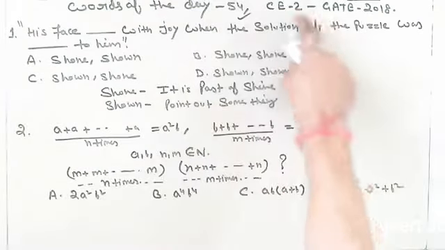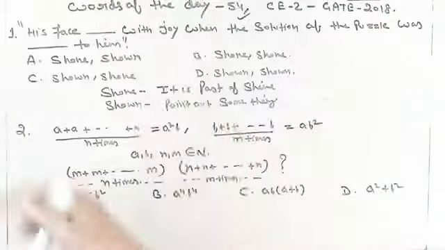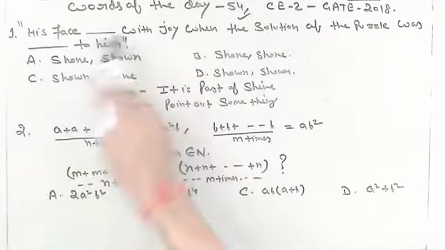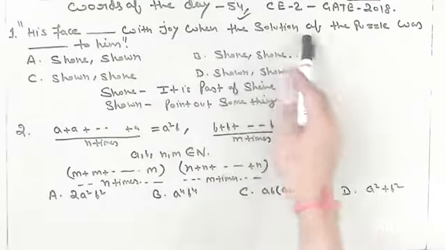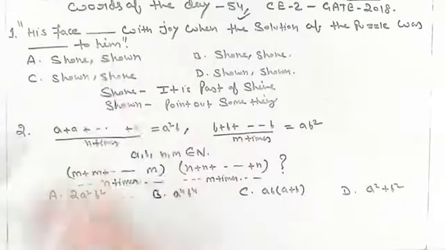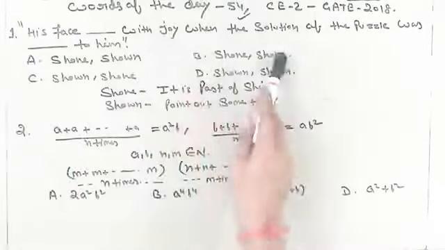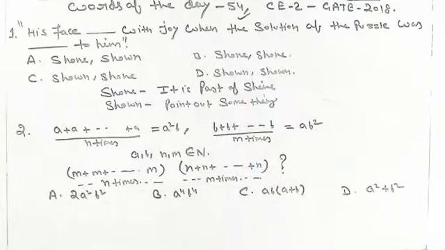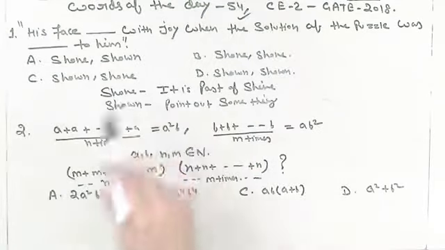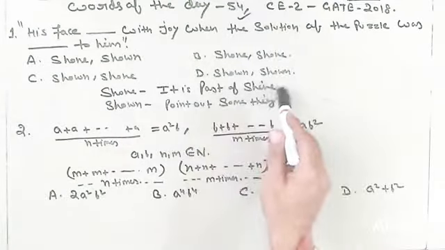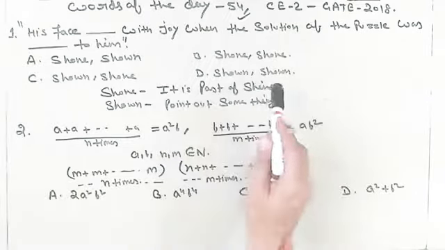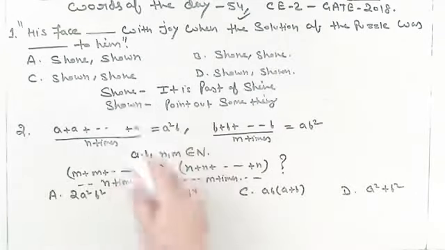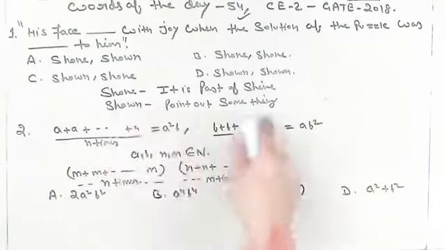Civil engineering part 2, GATE 2018. So what they have asked: his face dashed with joy when the solution of the puzzle was dashed to him. First one is shone, so what is the meaning of SHONE? Shone is the past of shine. Shine, the second form of shine is called shone, and SHOWN, shown means point out something.